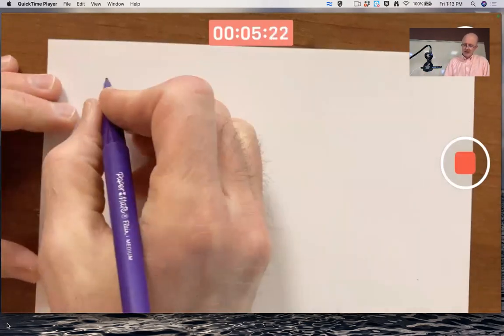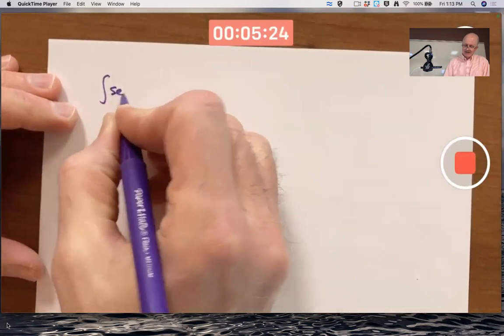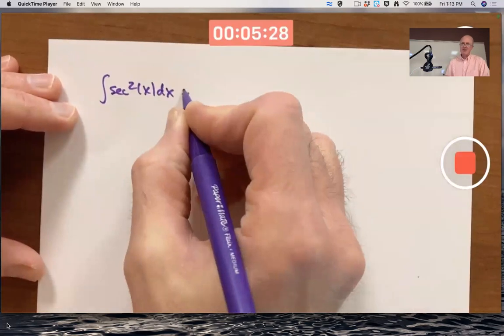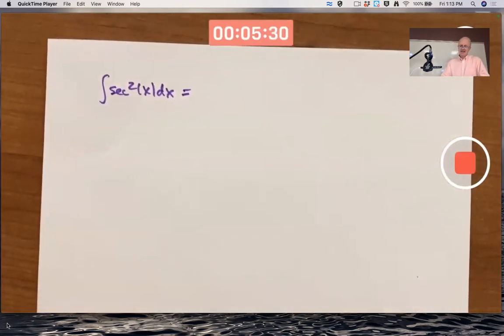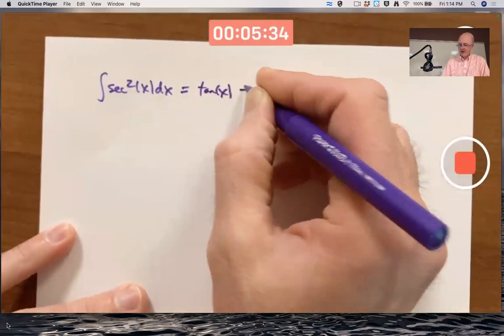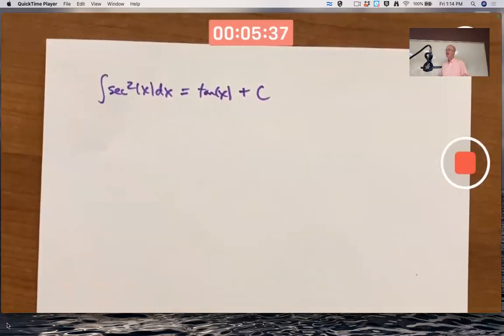So the integral that's really easy is that one. And why is that easy? Somebody tell me the answer. Tangent. Plus c, don't forget your plus c. Okay, so that's a memorized integral. The integral of secant squared is tangent. That's something you should memorize because the derivative of tangent is secant squared.